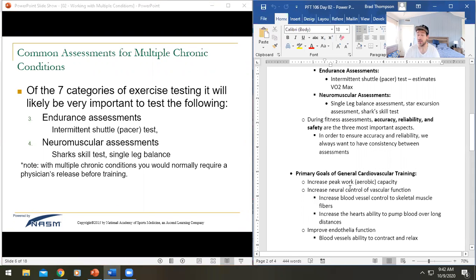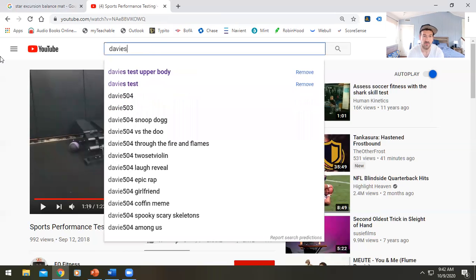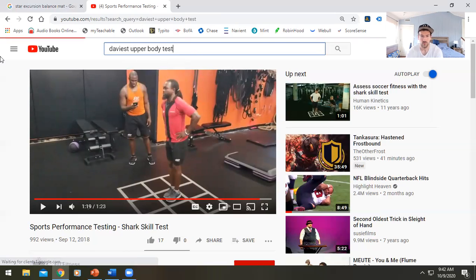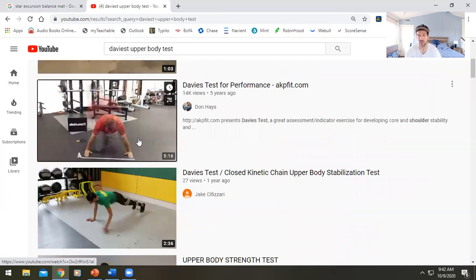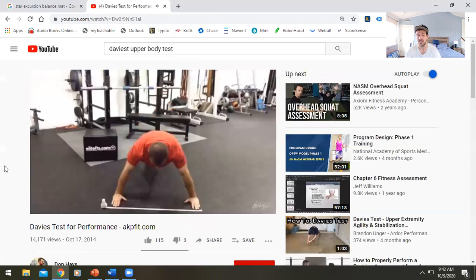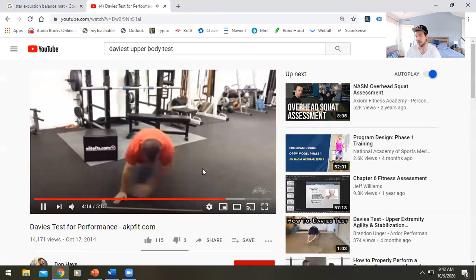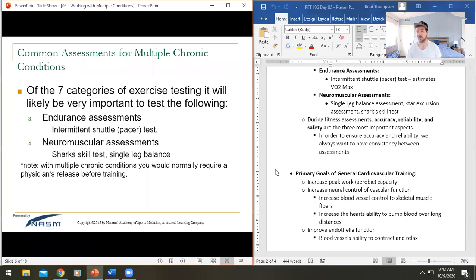Then there's also an upper body agility assessment, like the Davies test, where you put a box, you put a marker 36 inches apart on the floor, and in 15 seconds, you see how many touches you can get. 3, 4, 5, 6, 7, 8, and you go for 15 seconds and measure them. So all of those are neuromuscular assessments, right? You're testing your neuromuscular system to see how well it can perform.